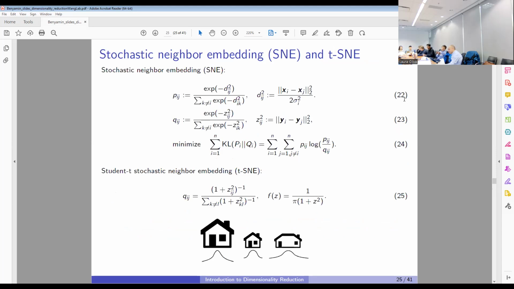Now we talked about t-SNE. So t-SNE is a simple idea of enlarging in the embedding space.